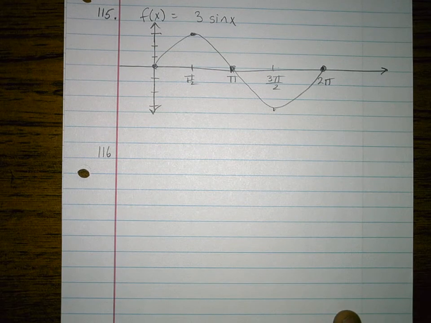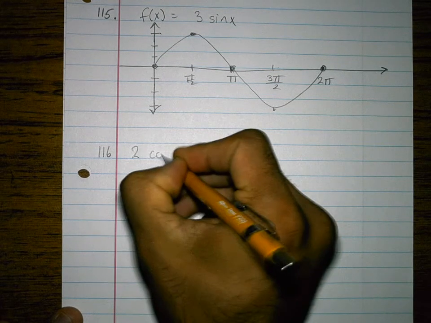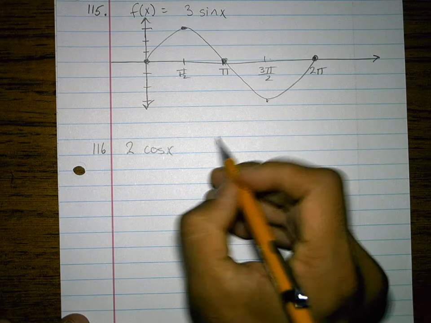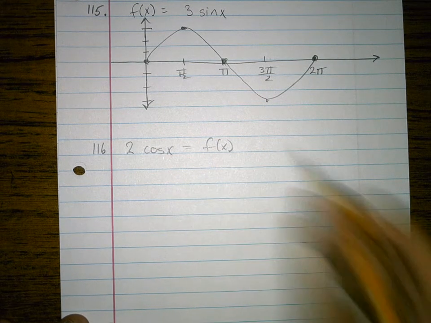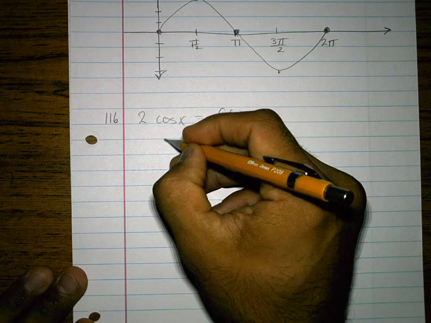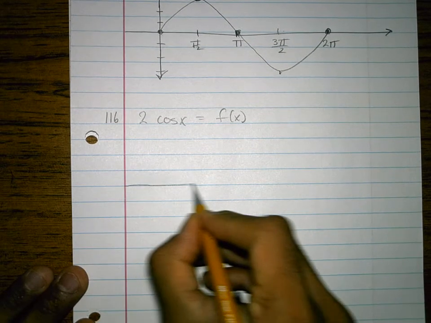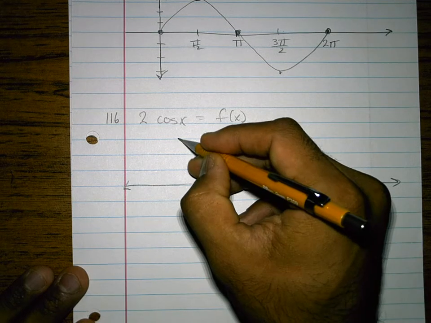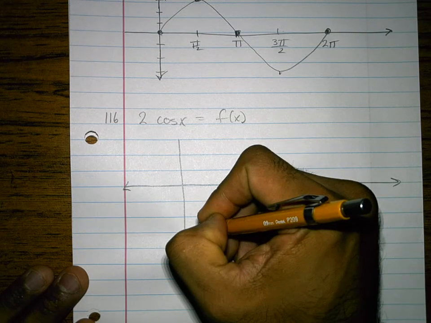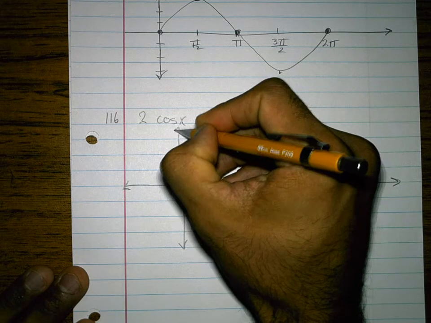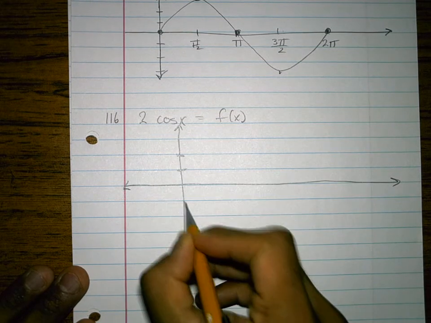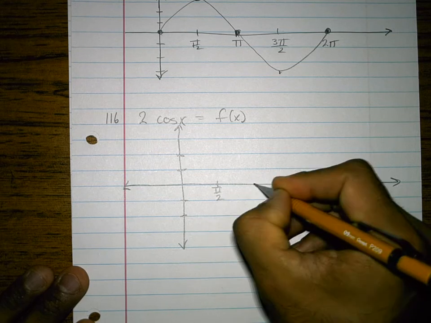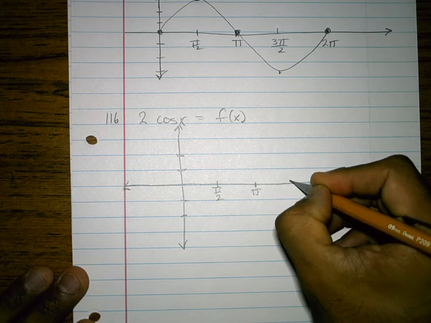116. 2 cosine x. Okay. Oh, sorry, that equals f of x. Okay. So same thing here. Set up my axis here. So I'm just going to put the ones that I usually put on there. Increments of 2 pi.